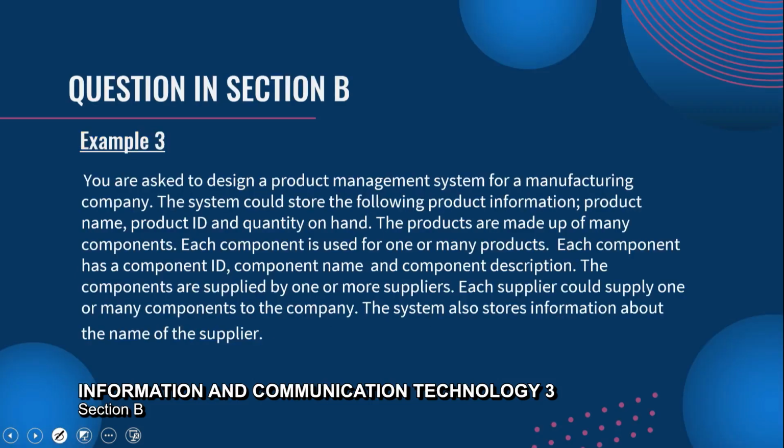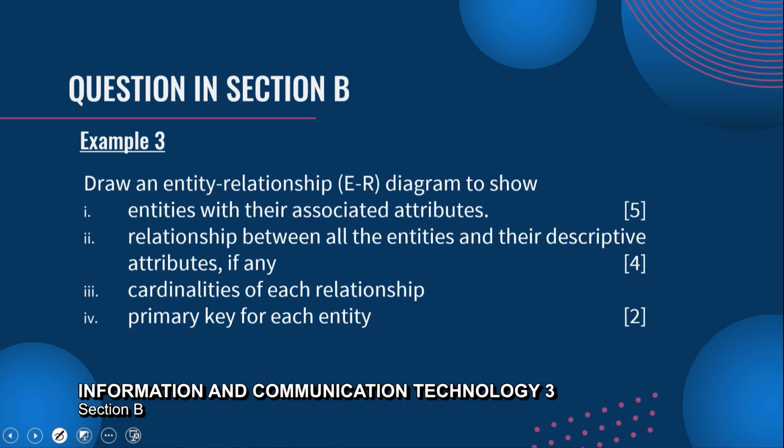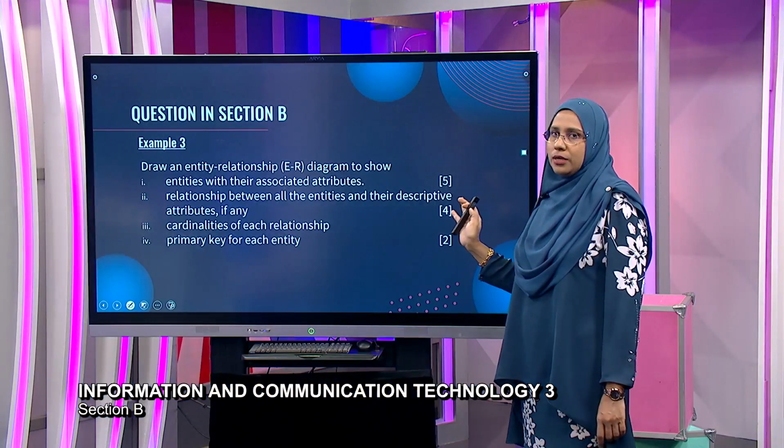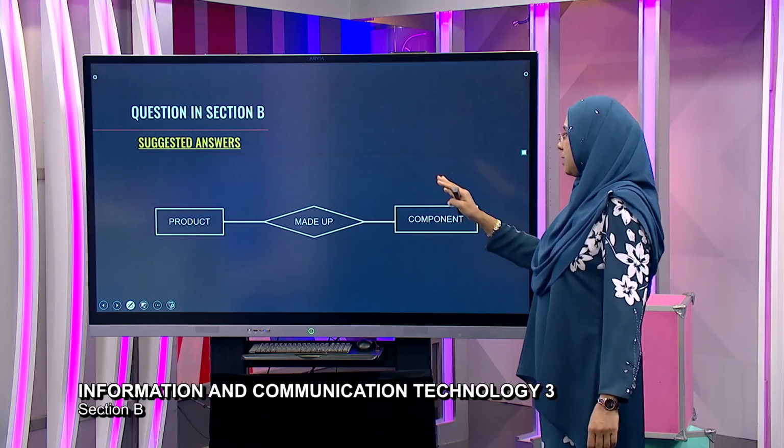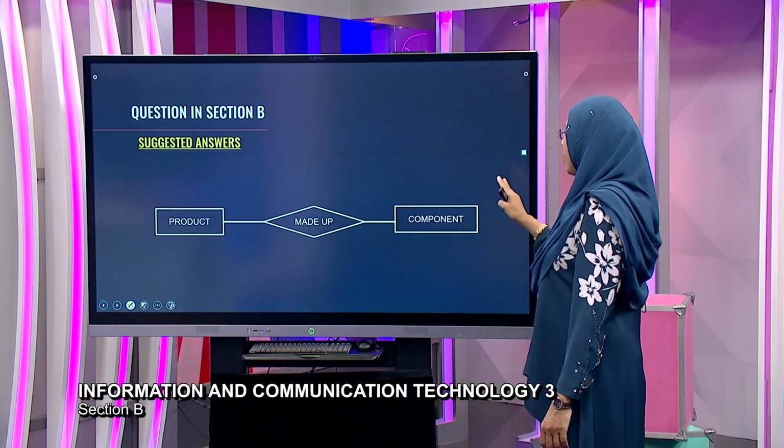So this is the question given. You read, and you can see the scenario there. From here you write the ER diagram. The question asks for entities and attributes, relationships and cardinality, and primary key. All 15 marks for section B. So it is actually easy to get marks. You cannot get 0 here. Easy to get marks. All right, so first, in the question, they said product made up of component.